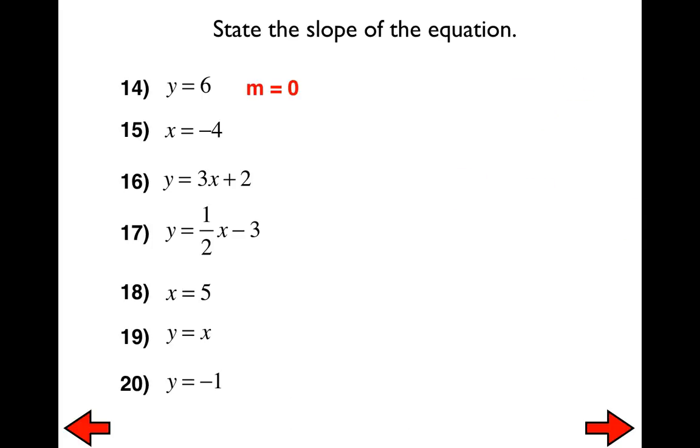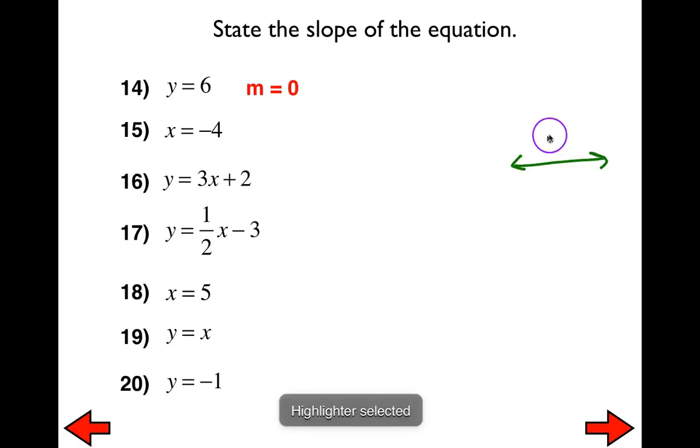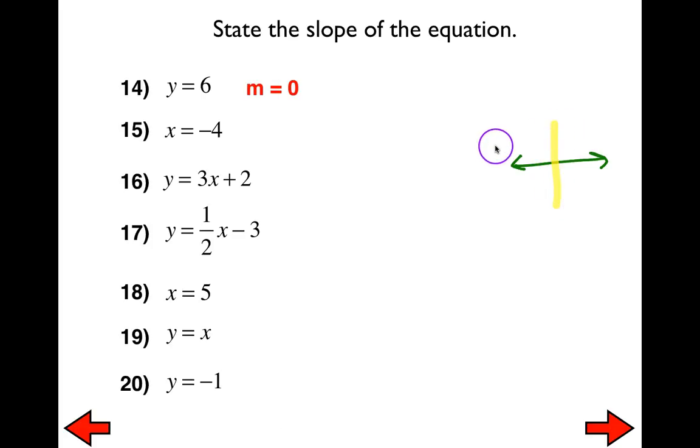For number 15, it's going to cut through the x-axis. So you're going to cut it using a vertical line. Notice a vertical line cannot be read from left to right. So you're going to say the slope is undefined.